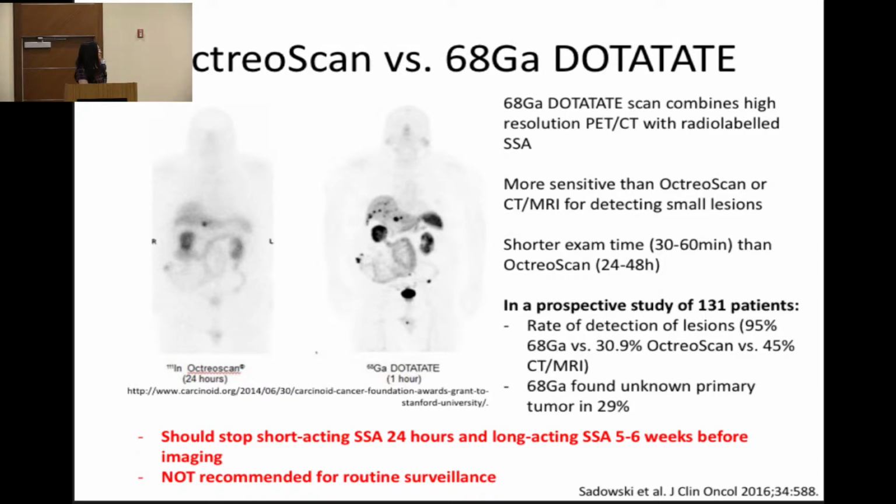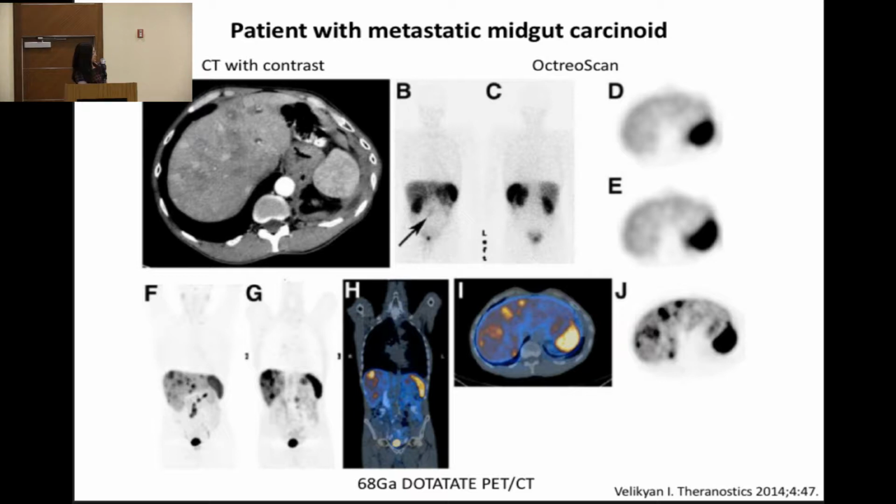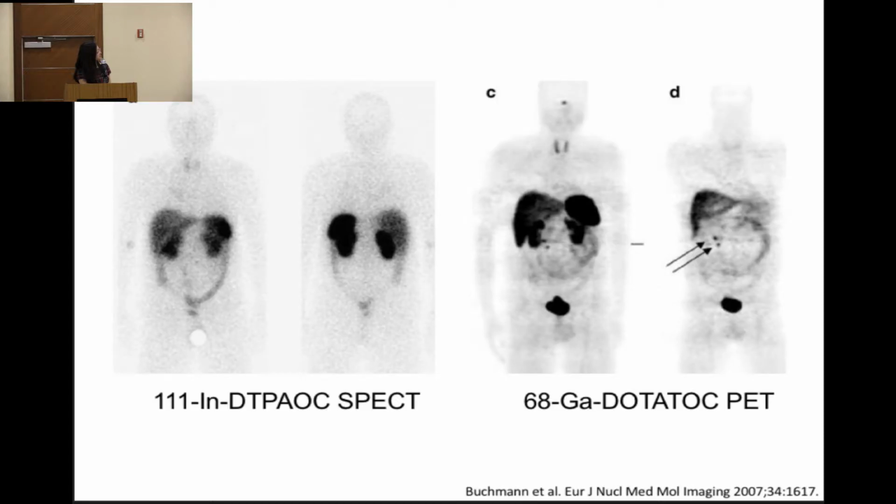the tumor volume. These are just more images showing regular CT and OctreoScan not performing as well as the bottom panel, which shows the DOTATATE scan. You can see the smaller lesions are better detected here. Just more of the same.